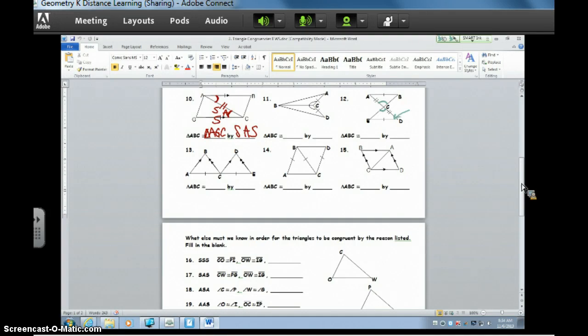So number 12 is the one that spells the bad word. Number 12 is the donkey postulate, and that one does not work. ASS, it doesn't work. So we put in P, because it's not possible to prove them congruent. NP for not possible. Okay, finally number 13.